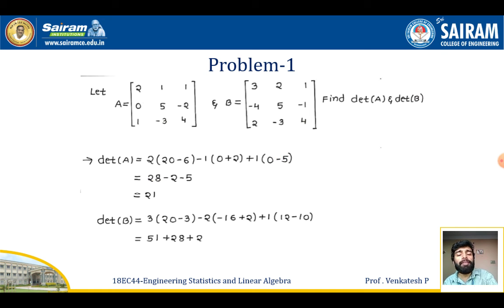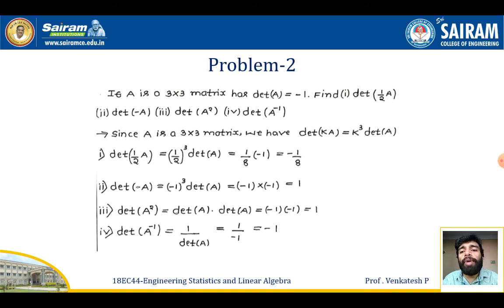The same thing you have to apply for the B matrix also. For 3, I'll be getting 20 minus 3, minus 2 into minus 16 plus 2, and for 1, plus 1 into minus 12 minus 10, I can write it. On expanding this, I'll get the answer.